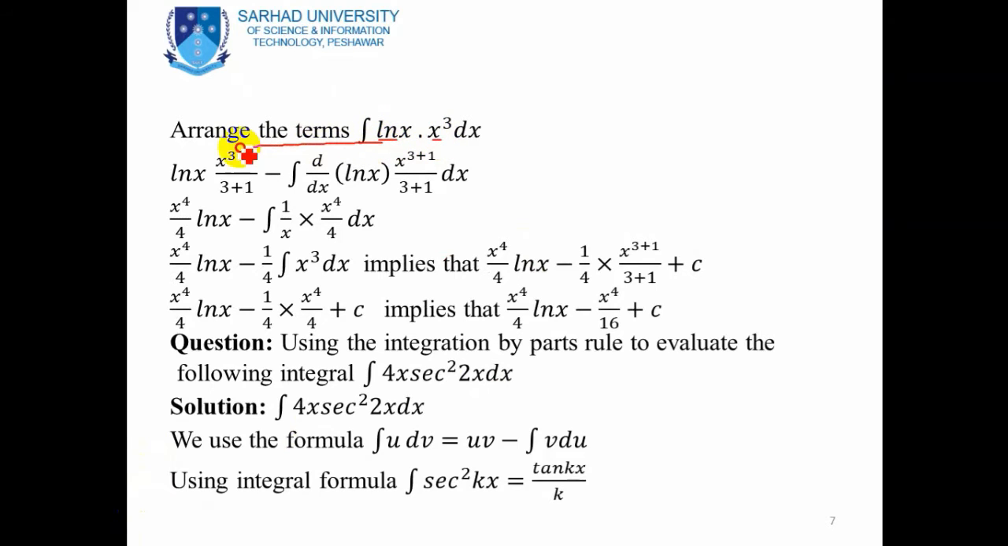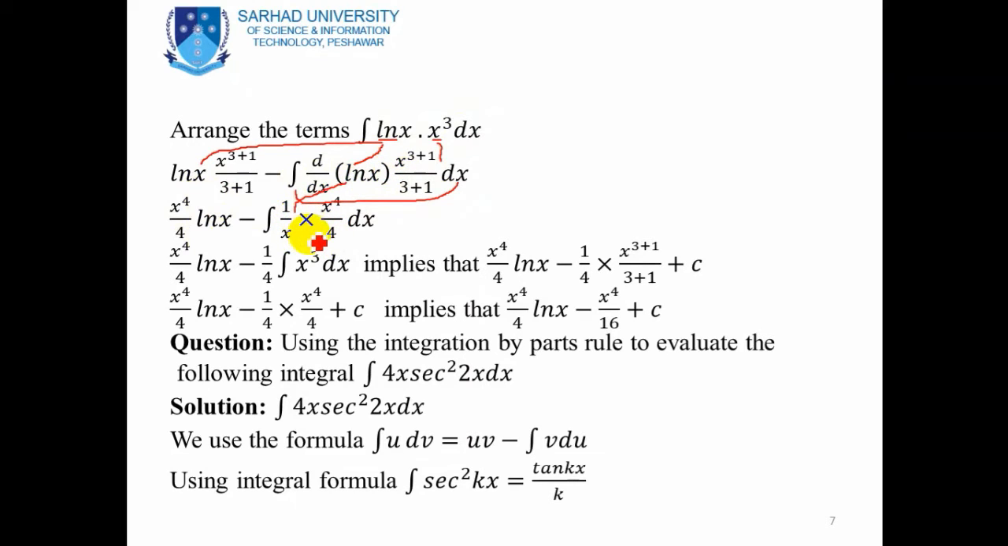So write the first function as it is, and the integration of the second function, x cube, is x power 3 plus 1 divided by 3 plus 1, minus the whole integration of the derivative of the first function and the integration of x cube, and the dx operator is now the operator for this integration symbol. Now after simplification we obtain x power 4 divided by 4 log x minus the integration of the derivative of log x with respect to x, which is 1 over x, times x power 4 divided by 4.